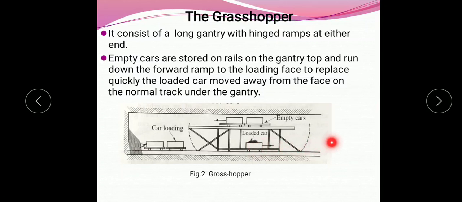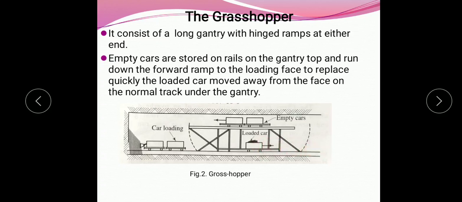After this, again the empty cars are taken from this ramp to this gantry top, and after this these cars are taken to the downward side for loading the excavated material. So after loading, again these cars are taken to the outside of the tunnel, and the cycle repeats till the excavated material is dumped to the outside of the tunnel.